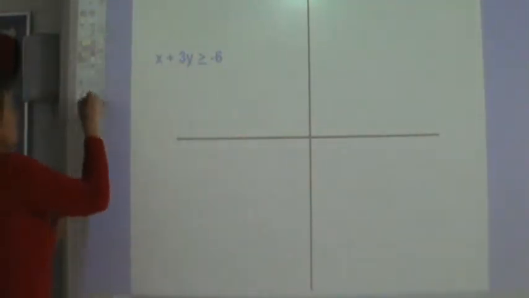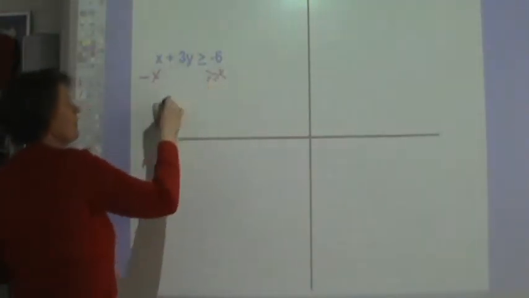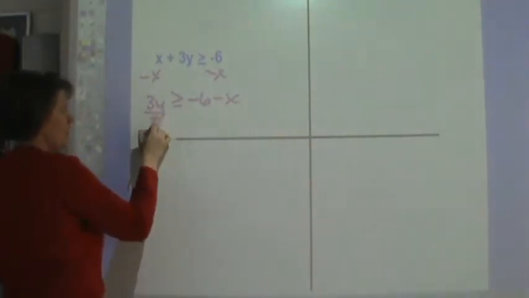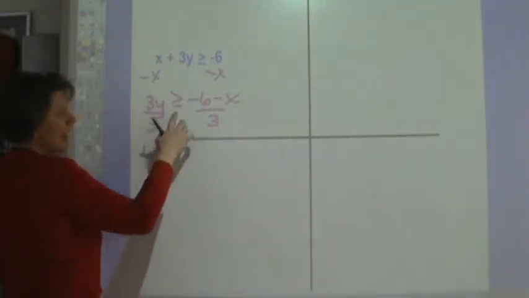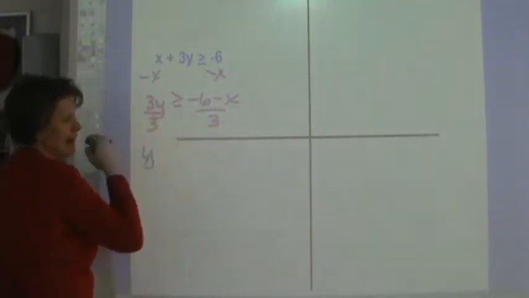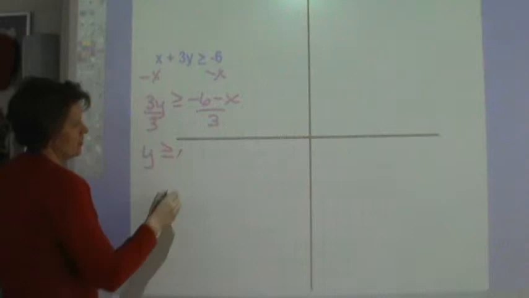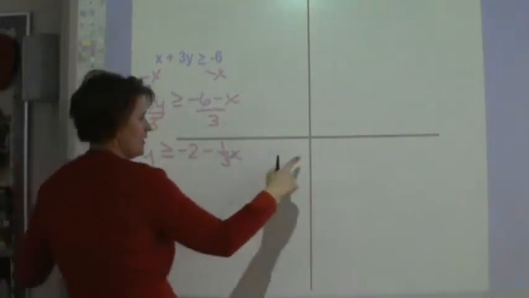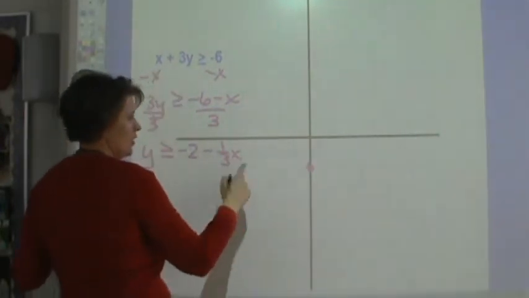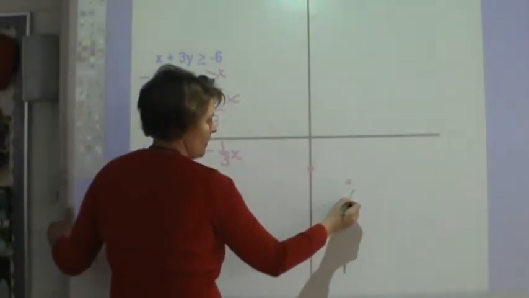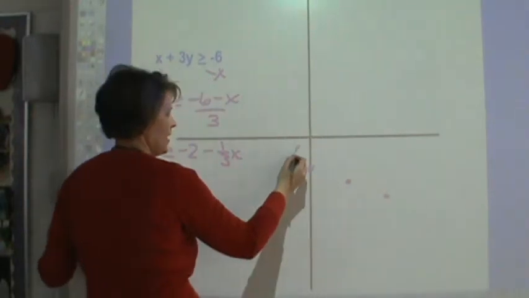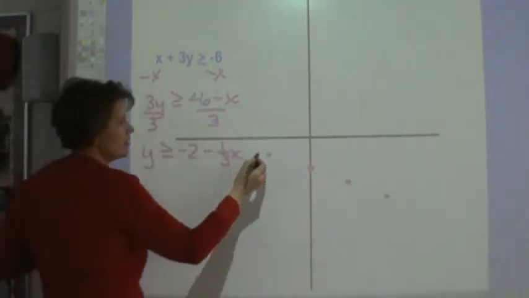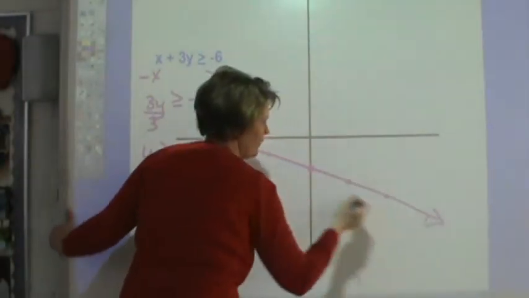Another one in standard form. Okay, I'm not going to switch the sign this time because I divided by a positive, so it's going to remain greater than or equal to. And this is negative 2 minus a third x. So I'm going to start at negative 2 and go down 1 over 3, or up 1, back 3. And this time I do have an underline, so I'm going to make that a solid line.